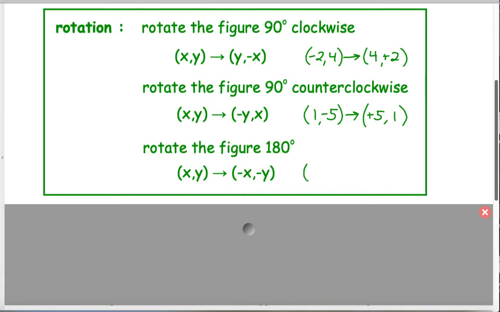So for example, let's say I had 7 comma -4. And I wanted to rotate that 180 degrees about the origin. So I'm not going to change the order, but I'm going to change the sign on both of them. So x becomes the opposite of x. So it was a 7, it becomes a -7. The y, I make it the opposite of y. So if it was a -4, now it becomes a +4. So the point 7, -4, after it gets rotated, will be -7, +4. So there's your rules for rotation.